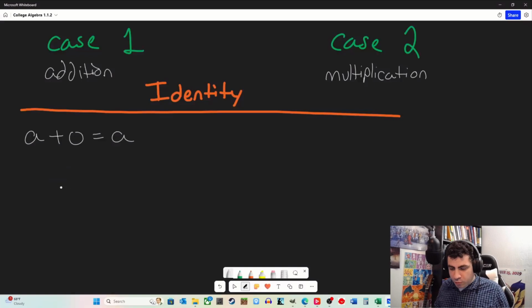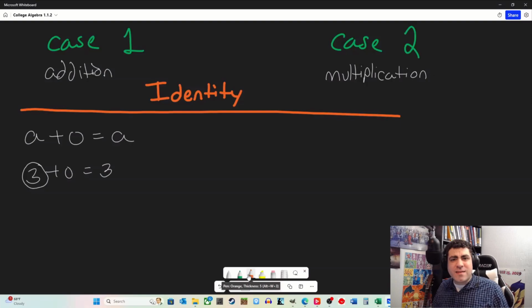For example, say we got 3 plus 0, we stay with 3. The number doesn't change. In other words, it keeps its identity. This 3 keeps its identity and stays the same. That is the identity property of addition.